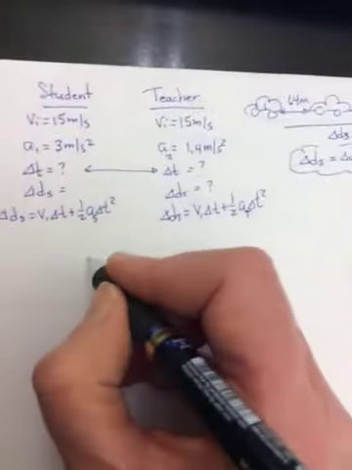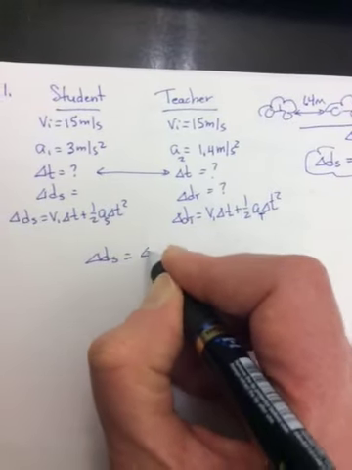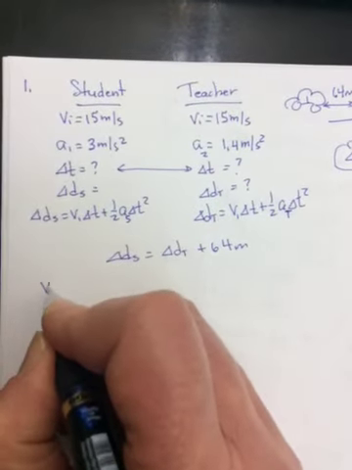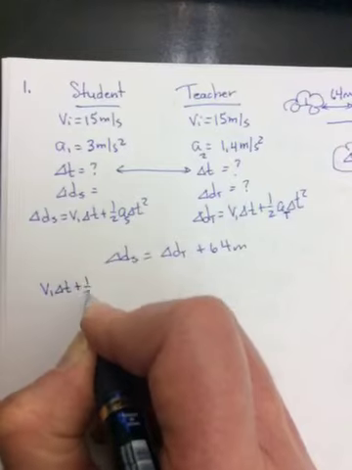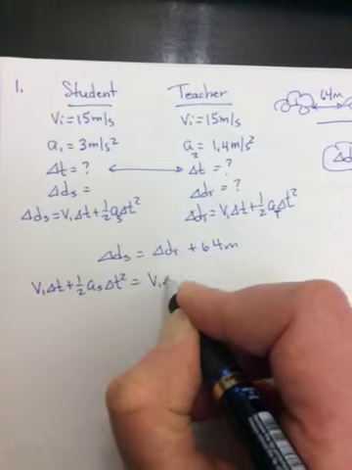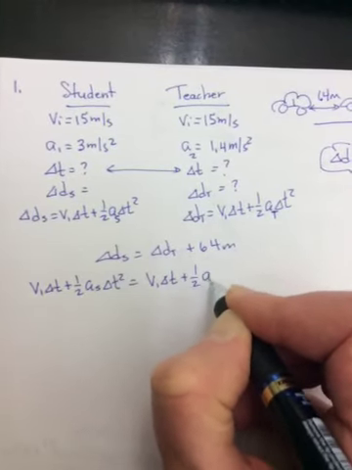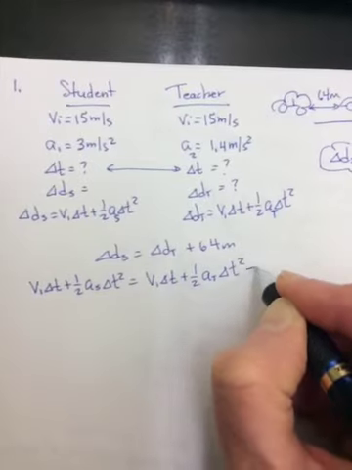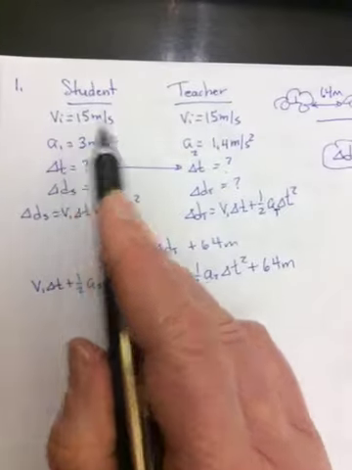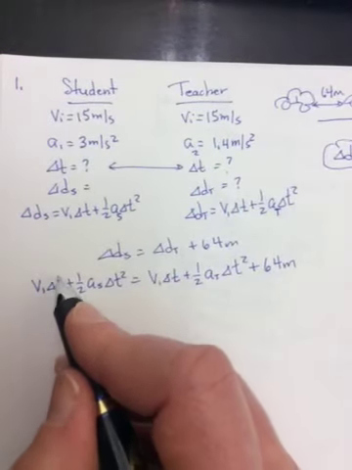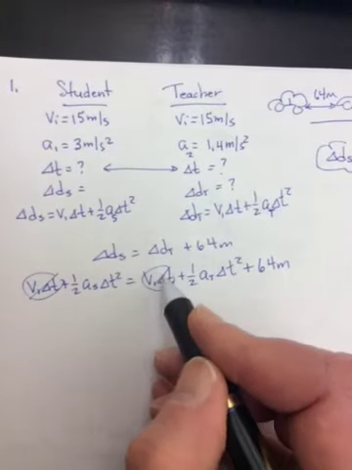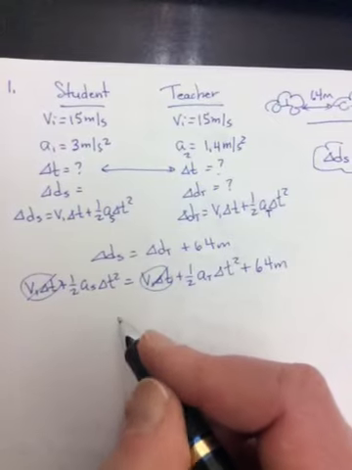Okay, so now we can fill them in to our delta D of the student equals delta D of the teacher plus 64 meters. So where delta D of the student is, we can write VI delta T plus 1/2 A student delta T squared is equal to VI delta T plus 1/2 A teacher delta T squared, and don't forget the plus 64 meters. Now this might look really nasty, but it isn't, because the VI's are the same. And because the VI's are the same, these two terms are just going to cancel each other out, because the VI is the same and the T is the same, and they're on opposite sides of the equal sign.